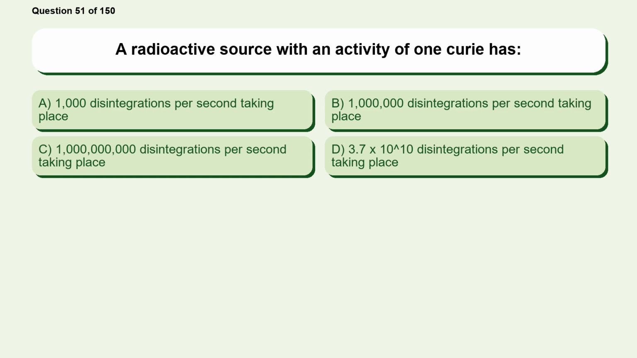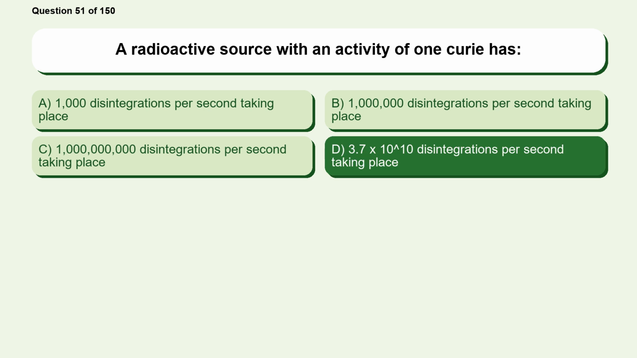Question 51. A radioactive source with an activity of 1 curie has: Option A, 1000 disintegrations per second taking place. Option B, 1 million disintegrations per second taking place. Option C, 1 billion disintegrations per second taking place. Option D, 3.7 times 10 to the power of 10 disintegrations per second taking place. The correct answer is option D, 3.7 times 10 to the power of 10 disintegrations per second taking place.